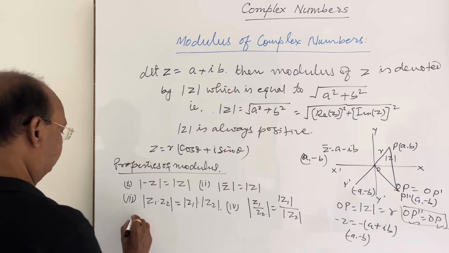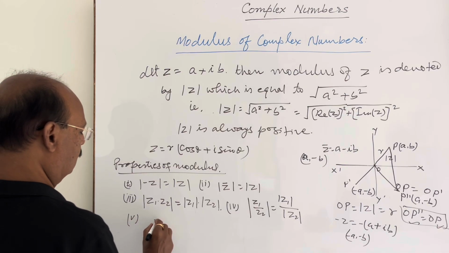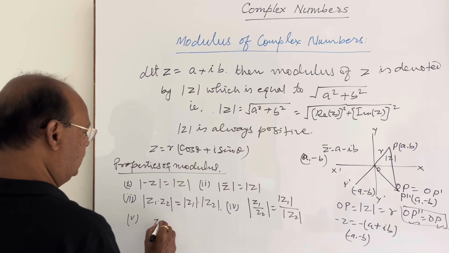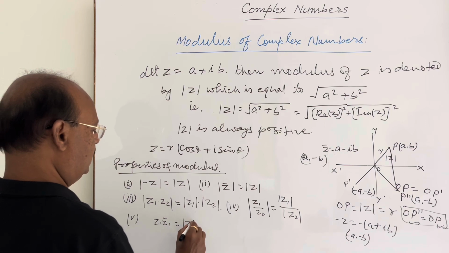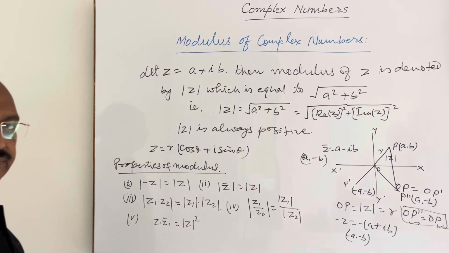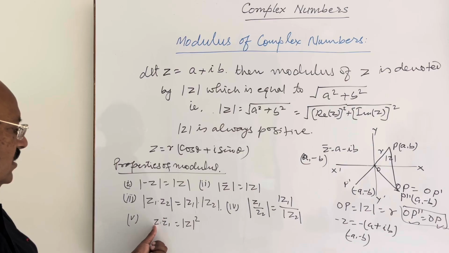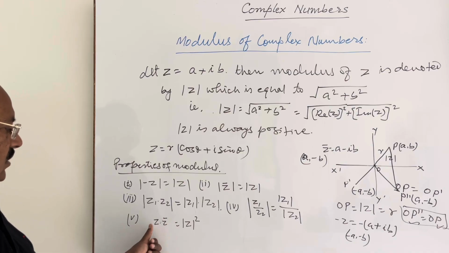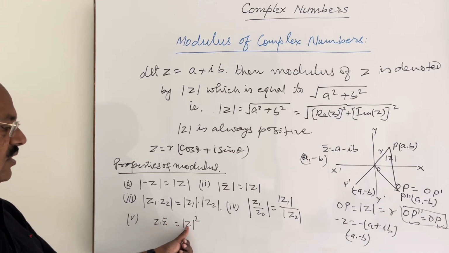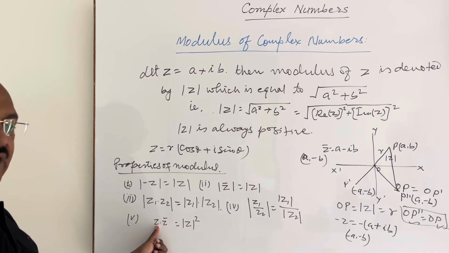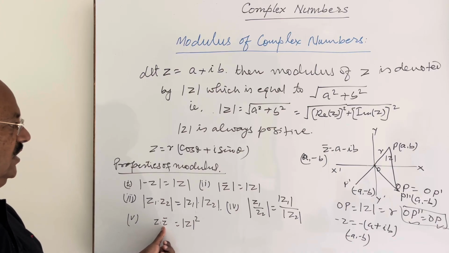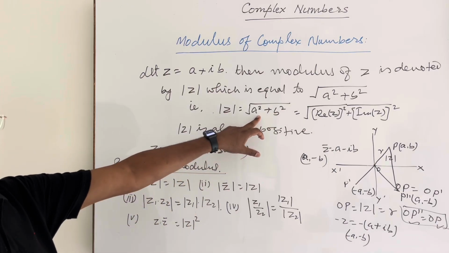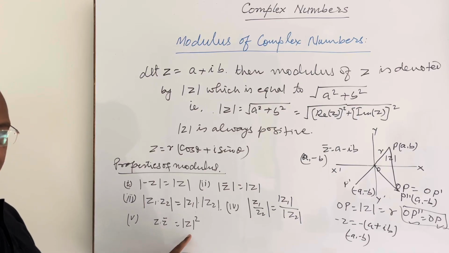And fifth, complex number Z into Z bar is equal to modulus of Z whole square. Because Z into Z bar is equal to modulus of Z square. Because this is a plus ib, this is a minus ib. When we multiply, we will get a square plus b square, which is the square of modulus Z. So you have to remember it.